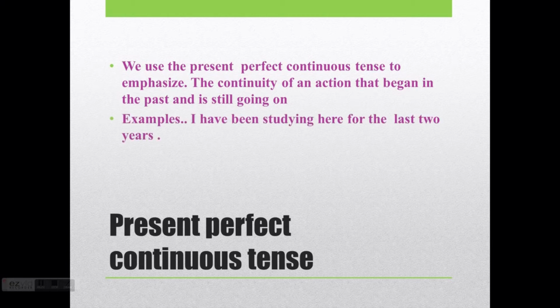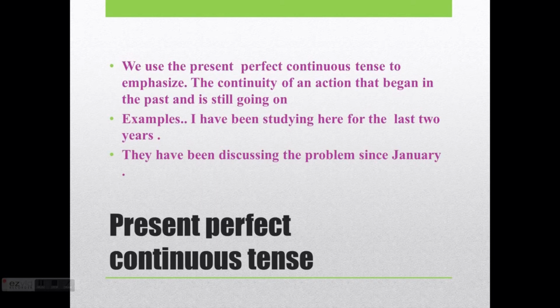I have been studying here for the last 2 years. See, here we used for. So we gave the information like 2 years. Let's make the same sentence by using since. I have been studying here since 2017. This is the distinction between for and since. Okay. They have been discussing the problem since January. See this? I think you have got a complete idea about the distinction between for and since. So we completed present perfect continuous tense.